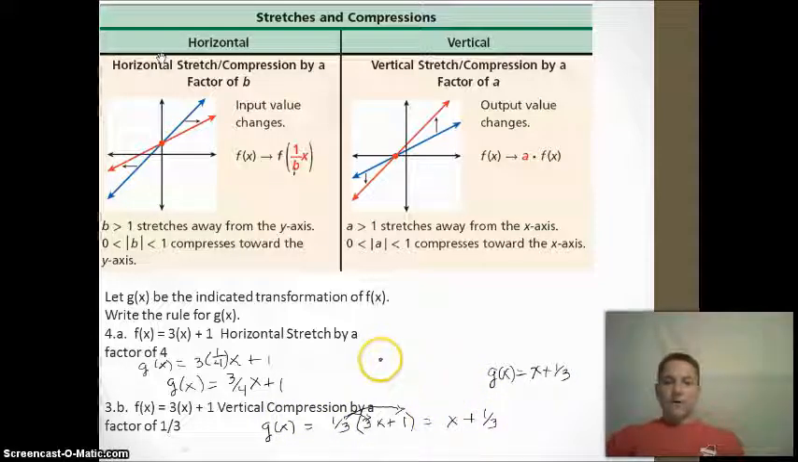Okay, so notice that anytime we're dealing with horizontal changes, it's only the x piece that changes. Anytime we're dealing with vertical changes, it's the entire function that changes. Okay, so this is the end of part 1 of translations. In part 2, I will just do more examples.